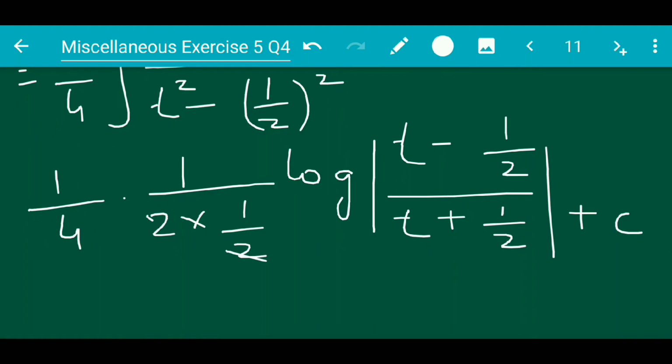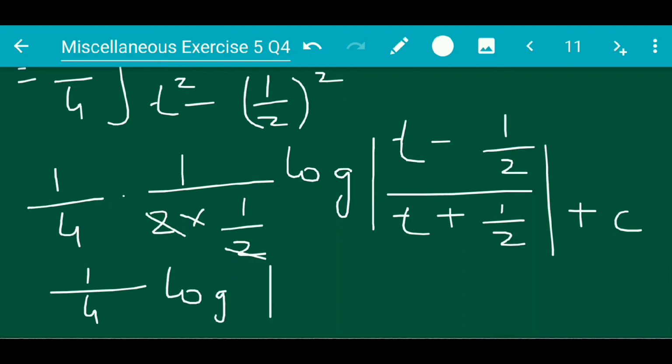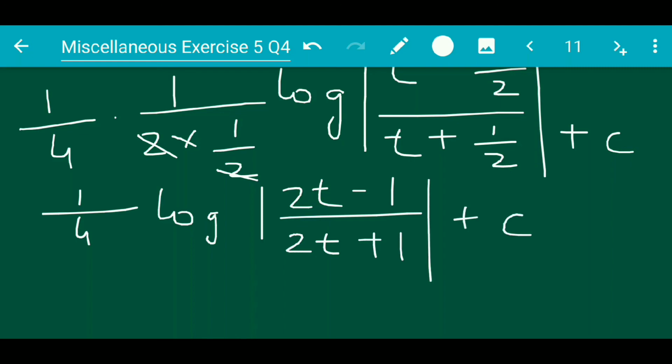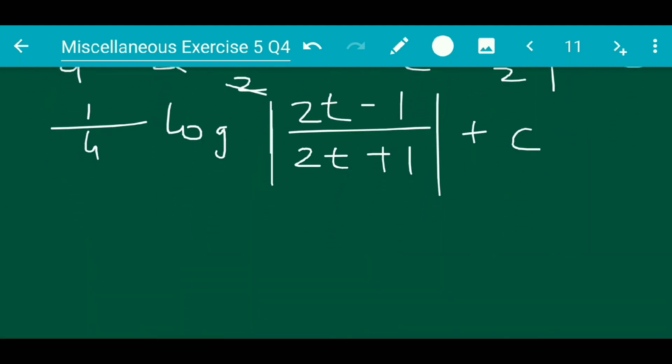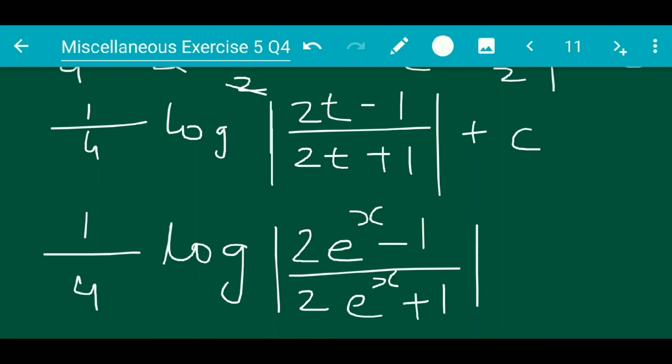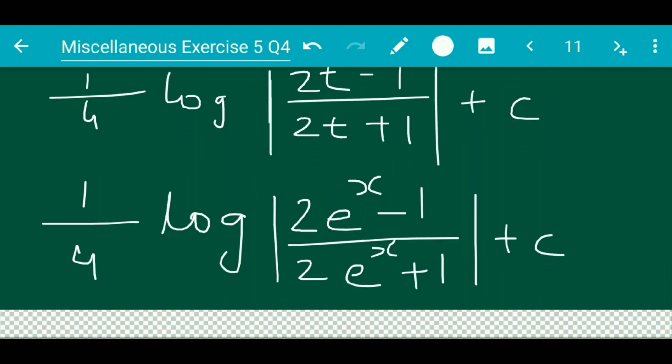So here 2 gets cancelled. So we get 1 upon 4 log mod of, now we cross multiply inside the mod sign and equalize the denominator, so twice of t minus 1 upon twice of t plus 1, plus c. And then we substitute the value of t. We have taken e raised to x as t. So 1 upon 4 log mod of 2 e raised to x minus 1 upon 2 e raised to x plus 1, plus c.